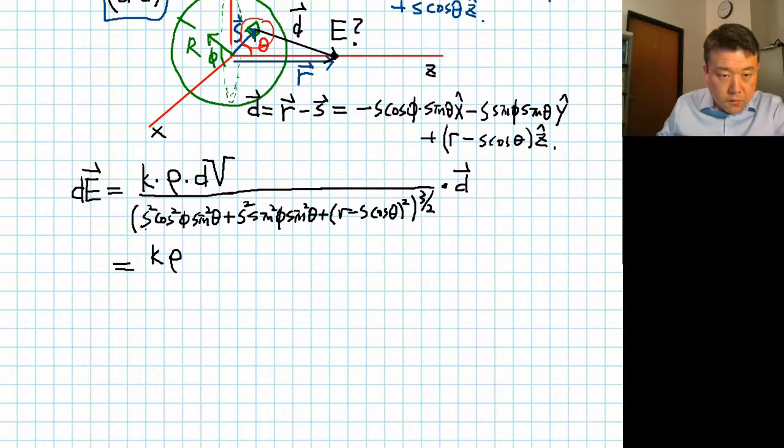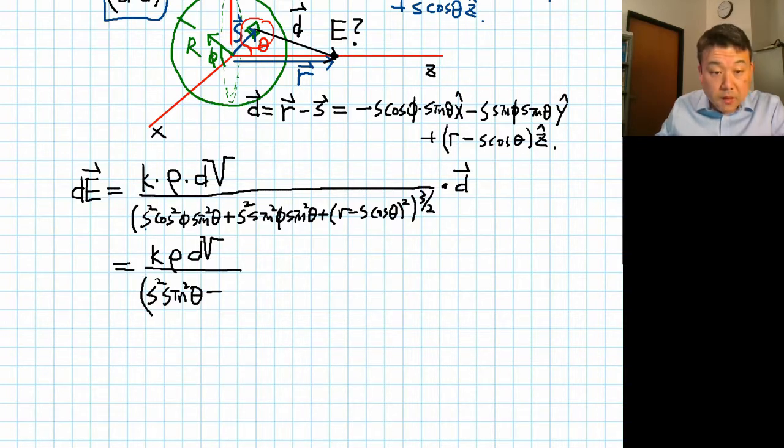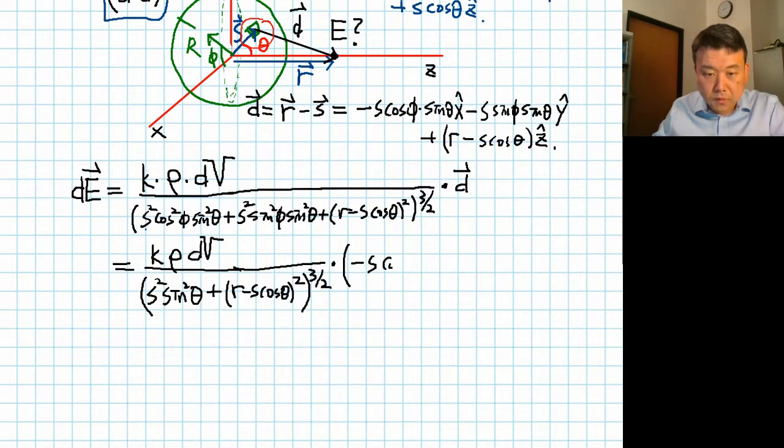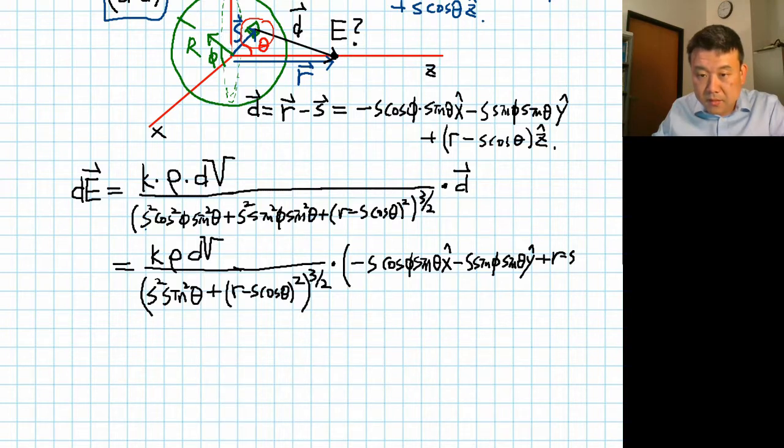K rho dv over s squared sine squared theta. This is the result of combining x and y component. Plus the z component is still there. R minus s cosine theta raised to power of 2, the whole thing raised to power of 3/2. All right, now I think I have room for d, so let's write it down. d is given by minus s cosine phi sine theta x hat minus s sine phi sine theta y hat plus r minus s cosine theta z hat. All right, that's the vector d.